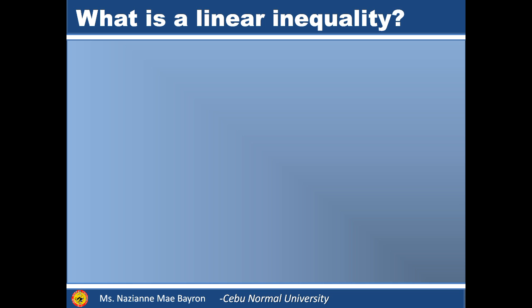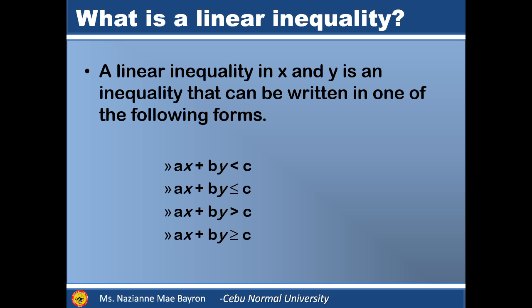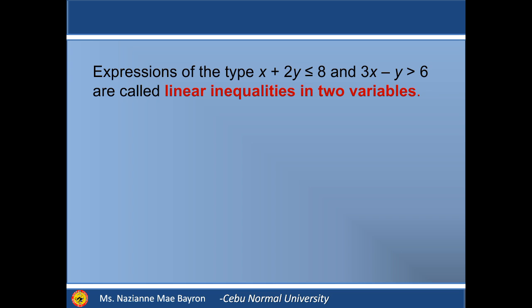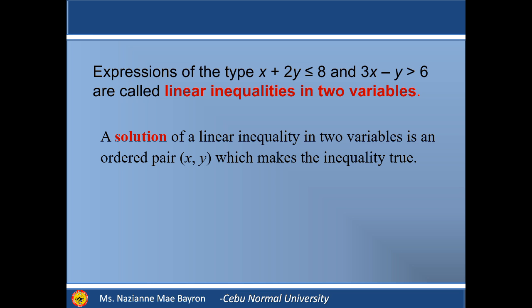What is a linear inequality? A linear inequality in x and y is an inequality that can be written in one of the following forms: ax plus by less than c, ax plus by less than or equal to c, ax plus by greater than c, ax plus by greater than or equal to c. Expressions of the type x plus 2y less than or equal to 8 and 3x minus y greater than 6 are called linear inequalities in two variables.